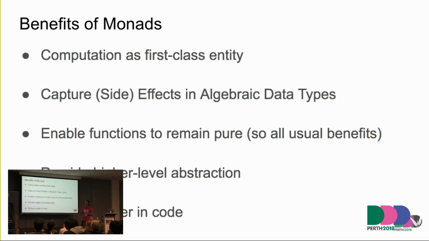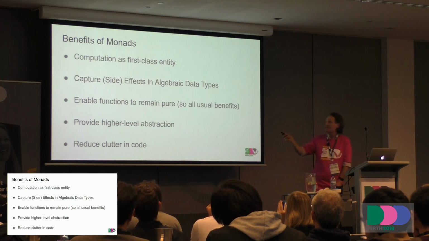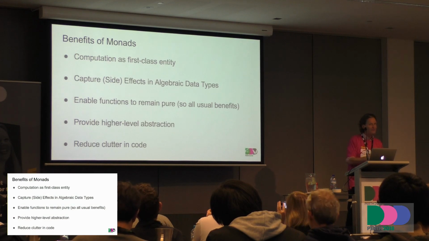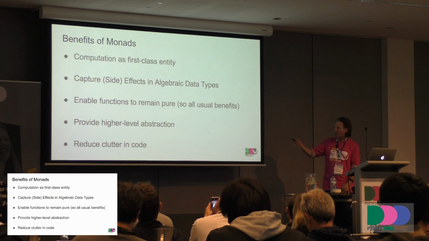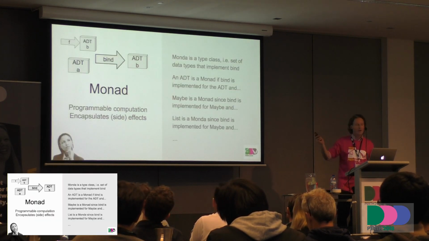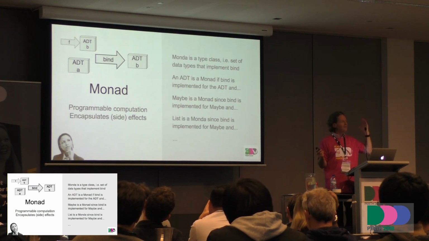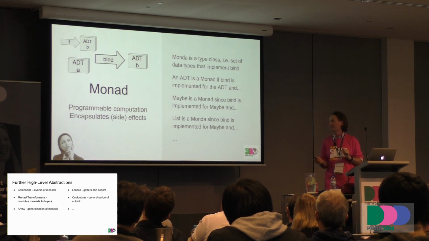There are many benefits of monads. As I mentioned, computation is now a first-class entity. It captures side effects in these algebraic data types, enables functions to remain pure, provides high-level abstractions, and reduces clutter in our code. So monads are an amazing thing. Time to reflect on what they are: just a type class that implements or defines the bind function.